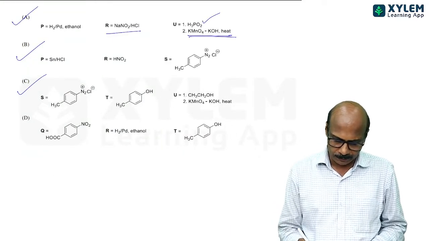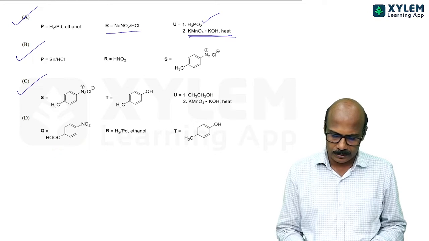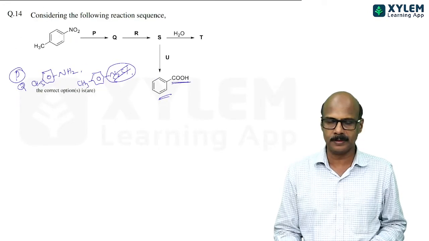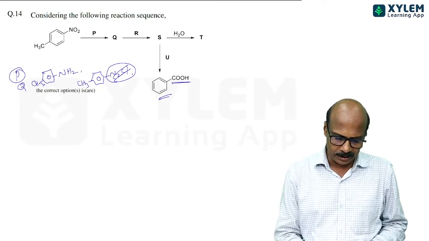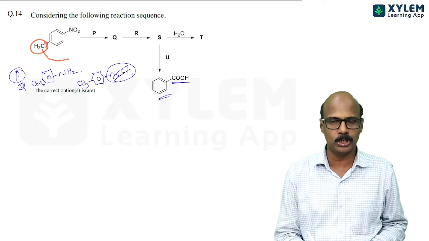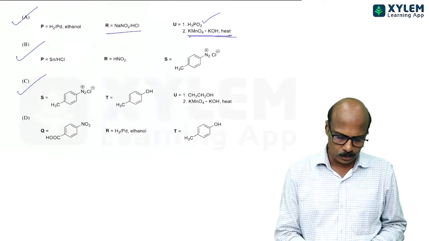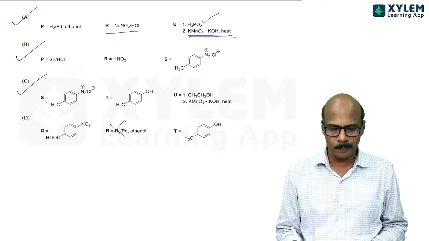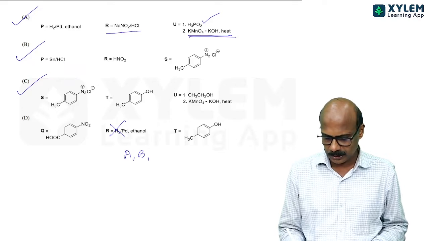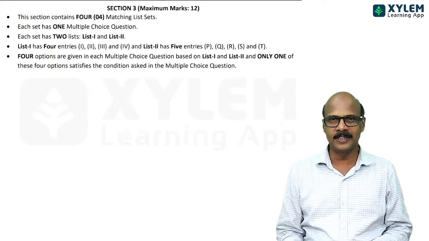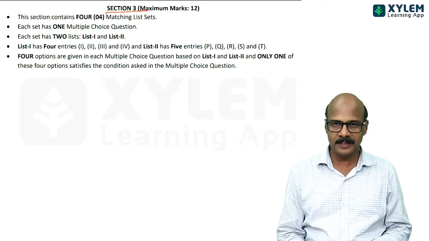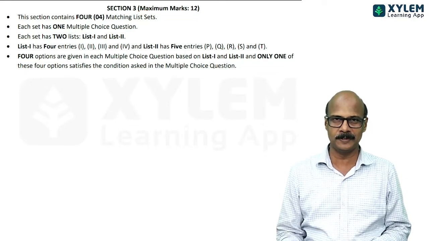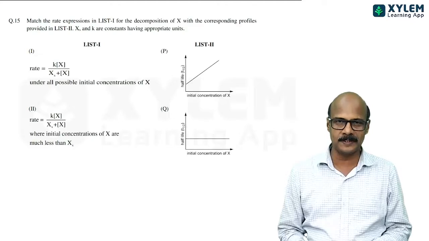What about D option? D option says Q is para-nitrobenzoic acid. Never. By reduction, you cannot convert CH3 into COOH. So that option is clearly wrong. So there are three correct options A, B and C. Now you want to consider section 3. This is match the following type questions. Let me consider the first question.